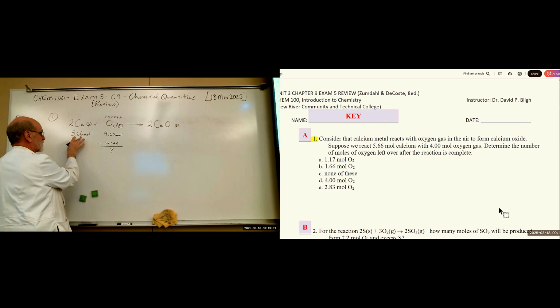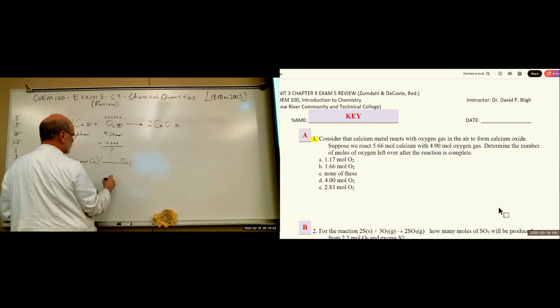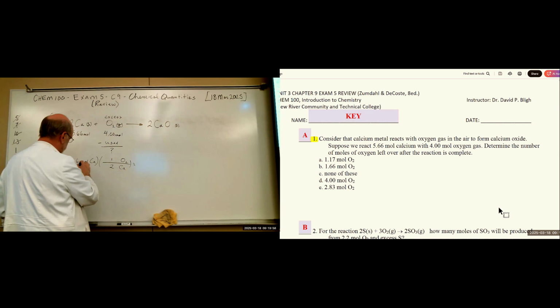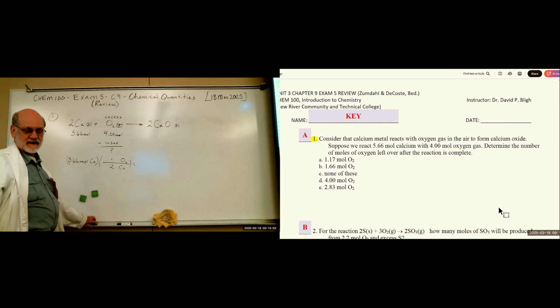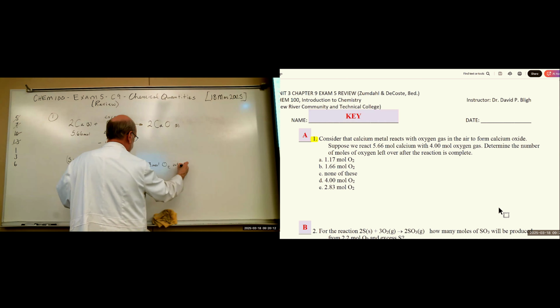Well, for every 2 of these, you need 1 of those. So if we have, I'll put it in a conversion factor formula, if we have that many moles of calcium, we want to find out how many moles of oxygen were used. Then we have a 2 here and a 1 there. That means we divide 5.66 by 2, 2.83 moles of oxygen were used.